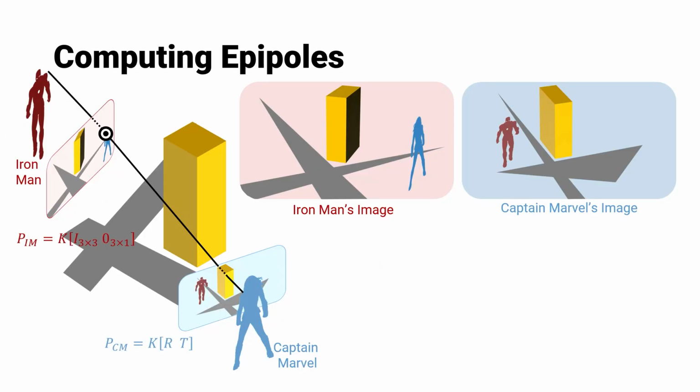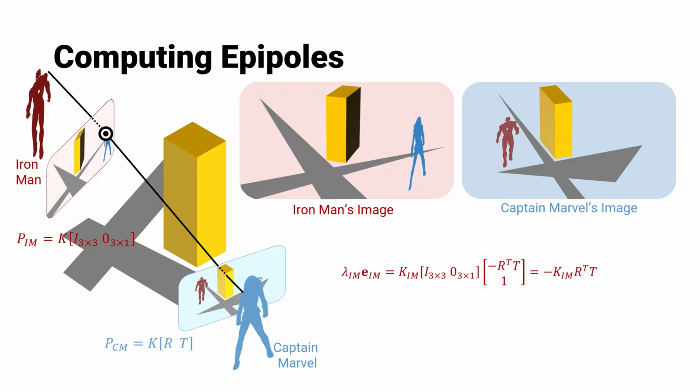So now let's make some mathematical notational assumptions. Let's call the Iron Man the frame of reference, wherein we say that the Iron Man is located at identity rotation, which means 0 rotation, and identity translation, which means 0 translation. And the Captain Marvel, with respect to Iron Man's field of view, is at rotation matrix R and translation vector T.